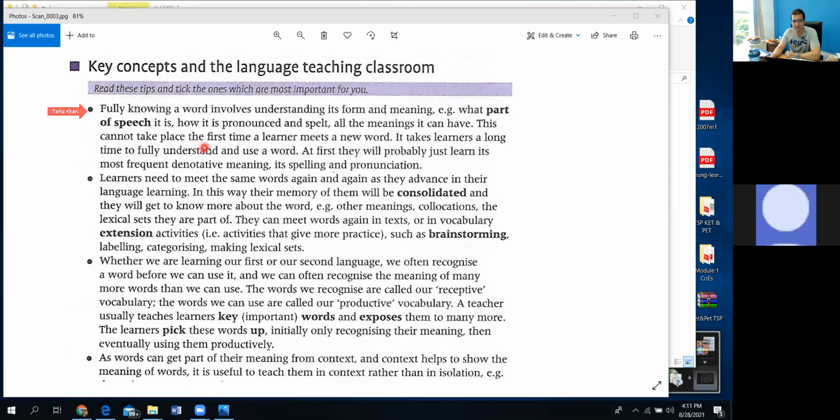This cannot take place the first time a learner meets a new word. It takes learners a long time to fully understand and use a word. At first, they will probably just learn its most frequent denotative meaning, its spelling and pronunciation. So the point here they tell you, when you are teaching a class which is at the basic level of learning of language, you try to keep them to the denotative meaning, meaning the original meaning. Don't give them different forms of the meaning there. Don't give them different word categories in that. Keep them to the basic and one meaning.